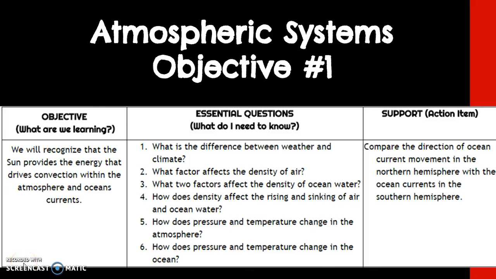I am going to walk you through your first objective for atmospheric systems. Today we are going to recognize that the sun provides energy that drives convection within the atmosphere and the ocean currents. And the sun provides this energy which affects the density of the ocean currents as well as the atmosphere.